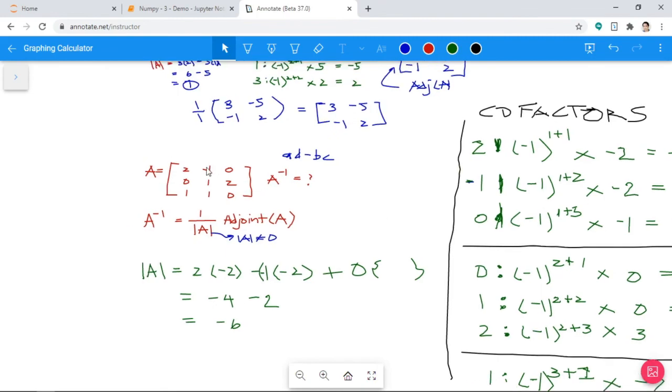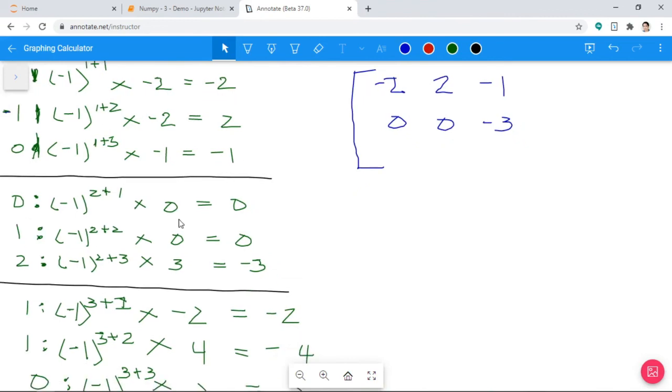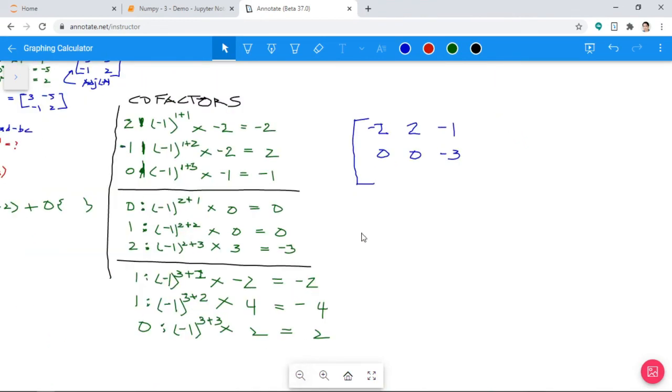So to prove that, we use negative 1 here. We use the cofactor again. So 0, 0, 3, we have negative 2, we have negative 4, then we have 2. It's hard to write, I apologize. So this one is the cofactors.